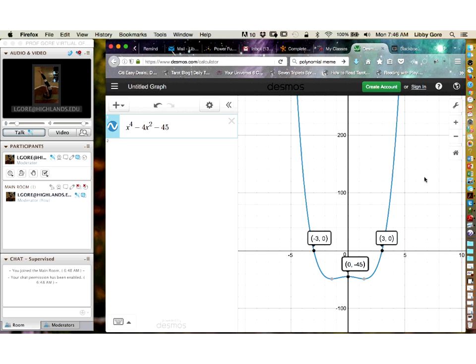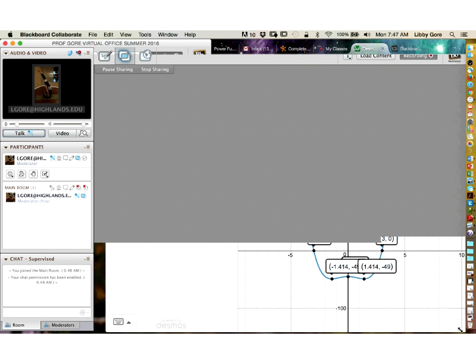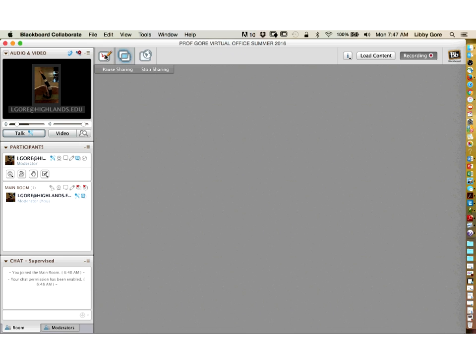Now, we were not asked to find these, but we also have two minima, and that is at an x value of negative 1.414 and an x value of positive 1.414. The actual minimum value is negative 49 for this function. Okay, let's go back to our whiteboard.